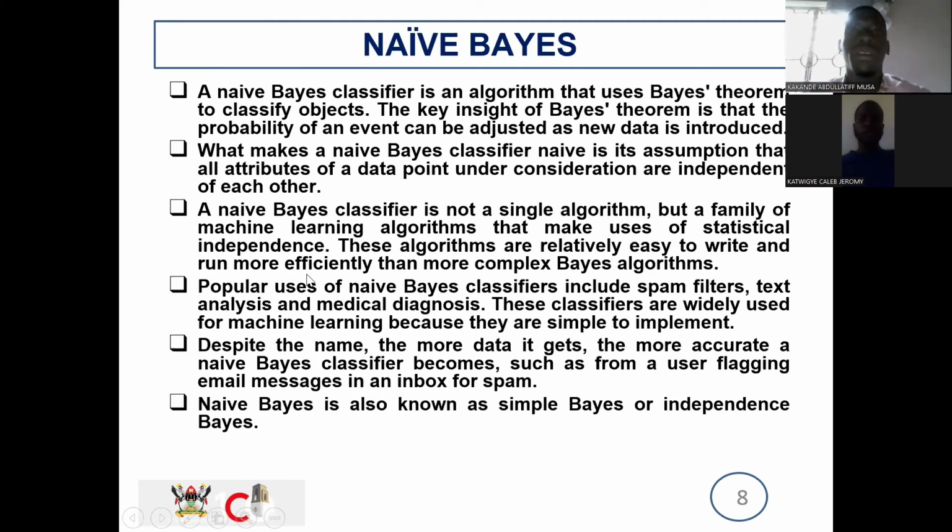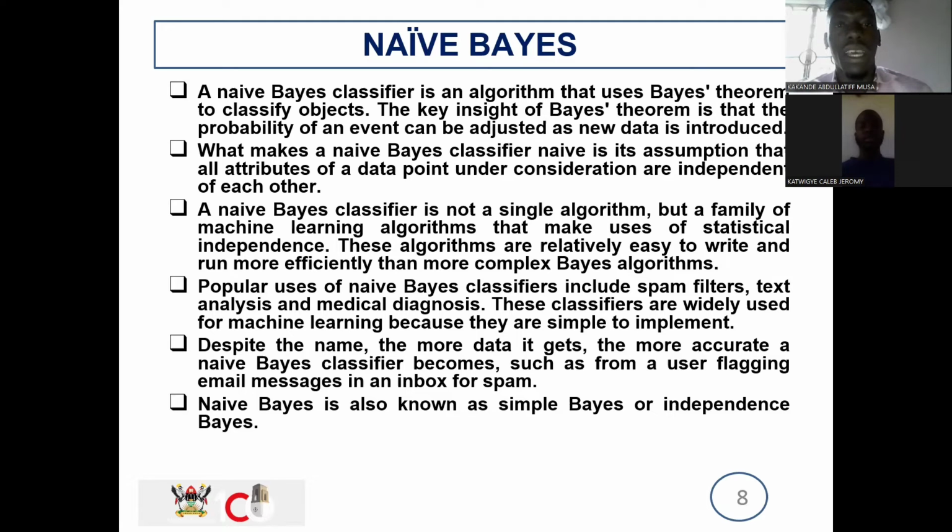Then I'm going to talk about the naive Bayes classifier. This is an algorithm that uses Bayes' theorem to classify objects. The key insight of Bayes' theorem is that the probability of an event can be adjusted as new data is introduced. So this means that this probability changes if new data is introduced. That is what is meant by naive, because the probability can be changed as more data is introduced.